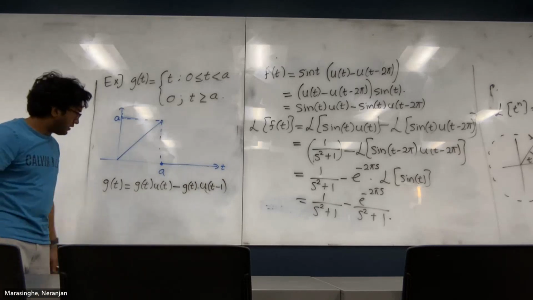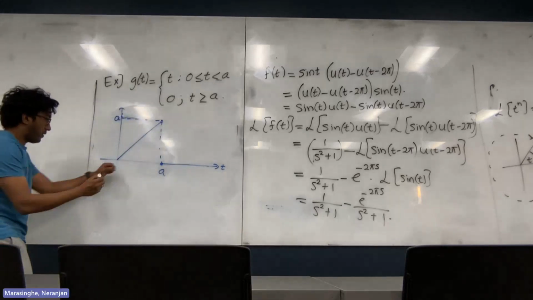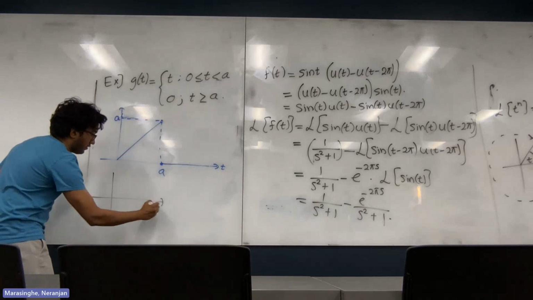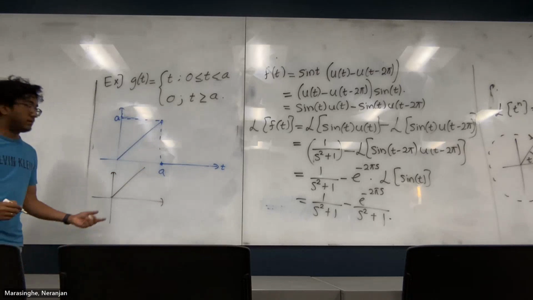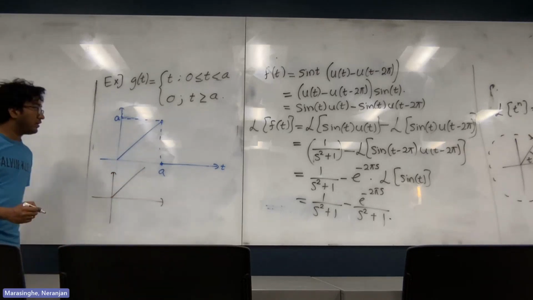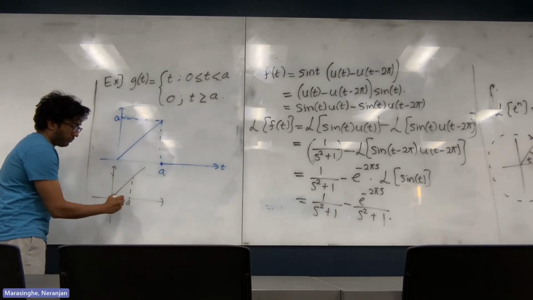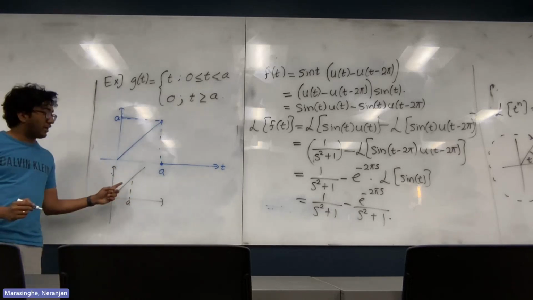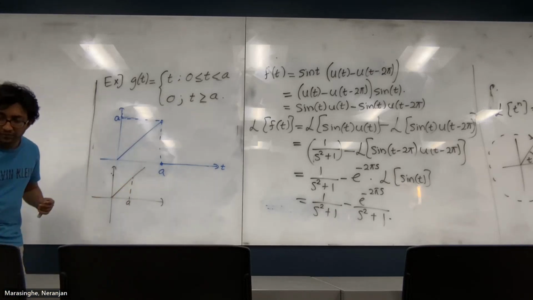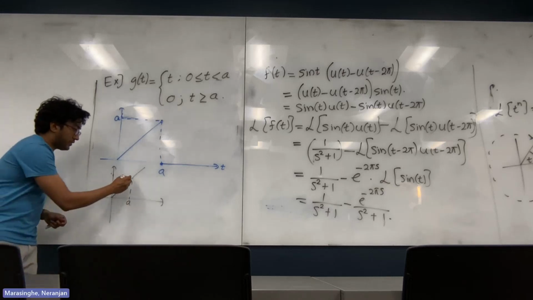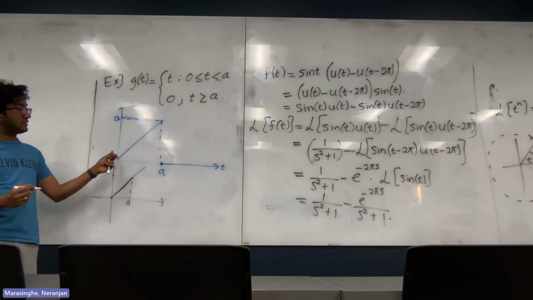Or you can think about it this way. Suppose you have the graph y equals t. You need to capture this graph between 0 and a. This is the graph of y equals t, and you would like to capture only this portion. That's the idea, right? Because this is my graph.